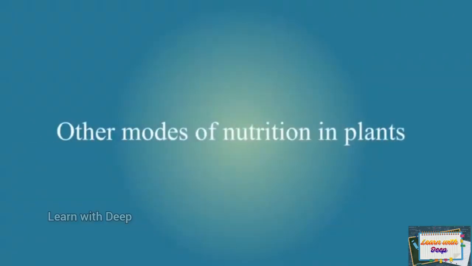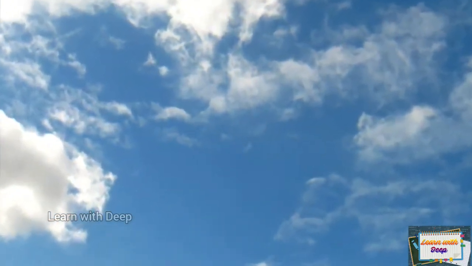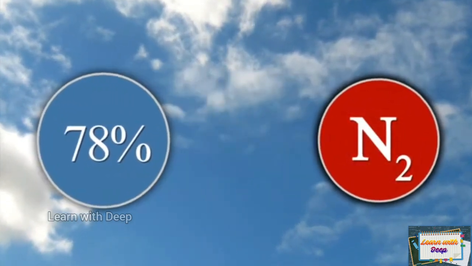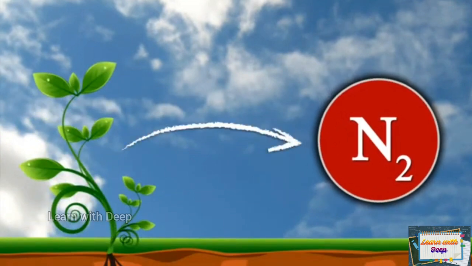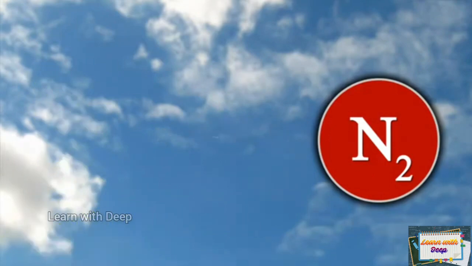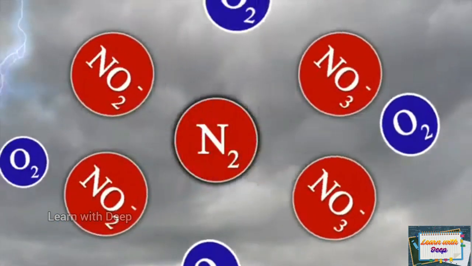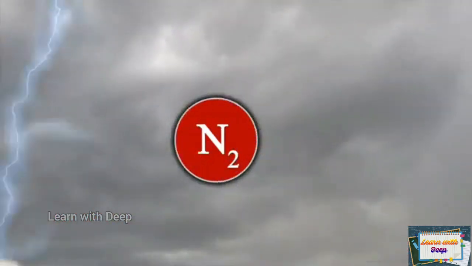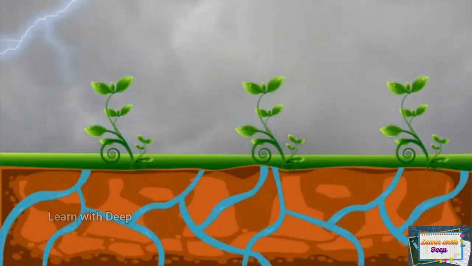Other modes of nutrition in plants. Children, you must be knowing that atmosphere contains 78% nitrogen, but plants are not able to use nitrogen in this gaseous form. During lightning, nitrogen changes to nitrates and nitrites, which come down along with rainwater and are absorbed by soil.